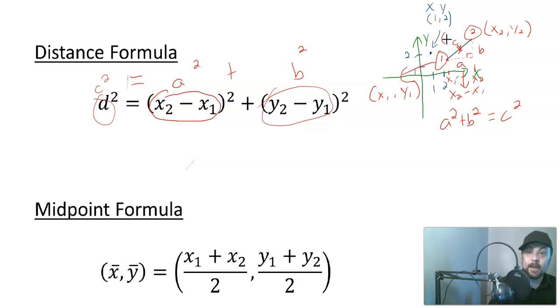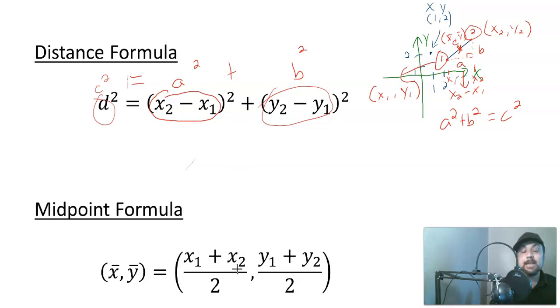So it's going to have an x coordinate and a y coordinate, which we represent with bars. The x coordinate for the midpoint is just going to be x1 plus x2 divided by 2. You're going to add the 2 x coordinates together and divide by 2. The y coordinate of the midpoint is y1 plus y2 divided by 2. So you take your 2 y coordinates from your 2 points, add those together, divide by 2. That gives you the y coordinate of your midpoint.